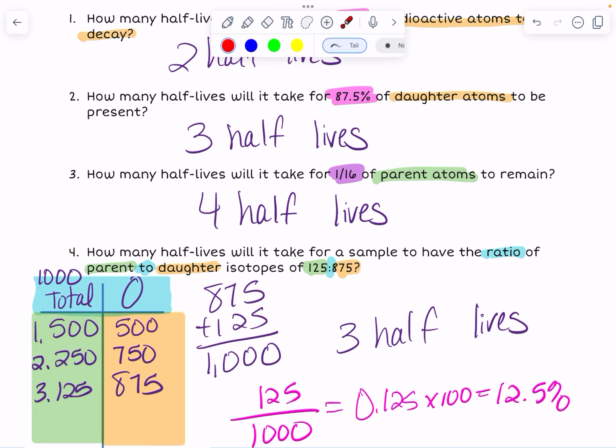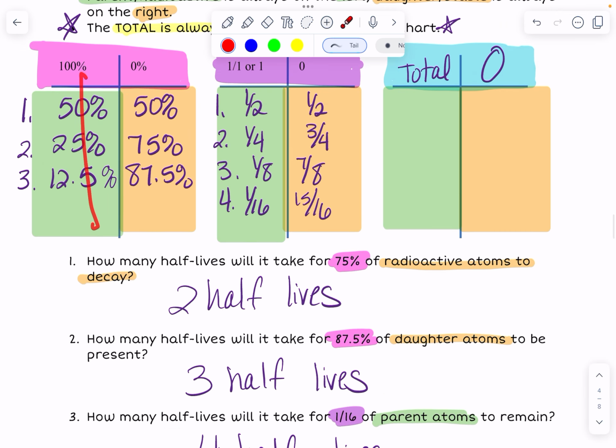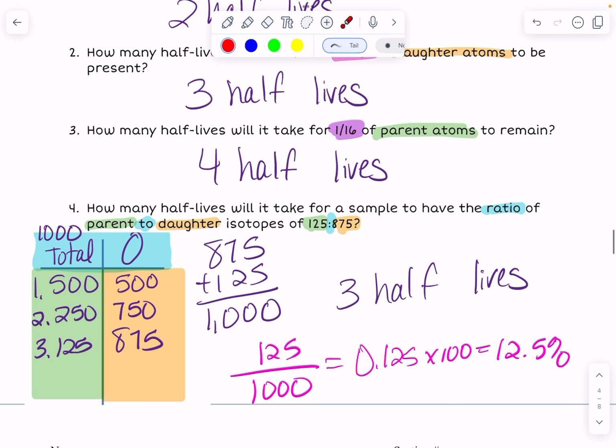So I start with the total. Then all I do is I do like I did up here. I divide by 2 my way down the parent side. So 1,000 divided by 2 is 500, but I'm always keeping track of that total. So then half of 500 is 250. I'm always keeping track of that total. Half of 250 is 125. Notice how that number matches. So just like before, those numbers match, so I know it was 3 half-lives.